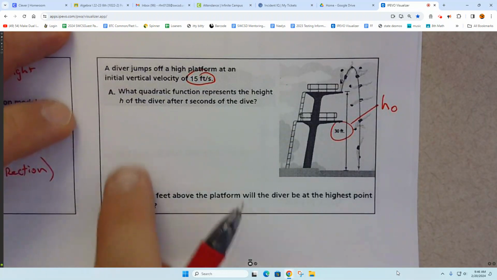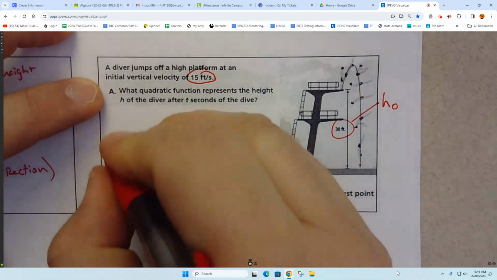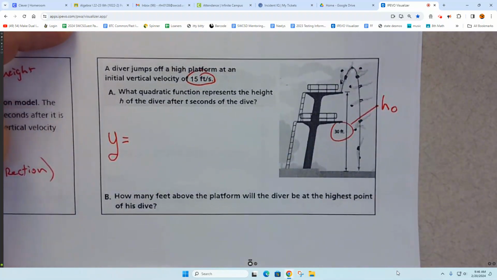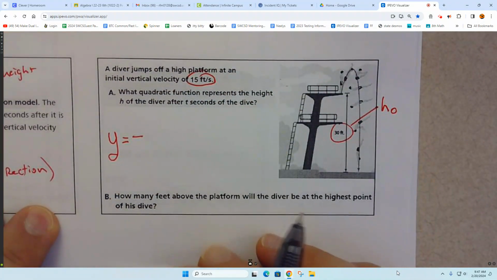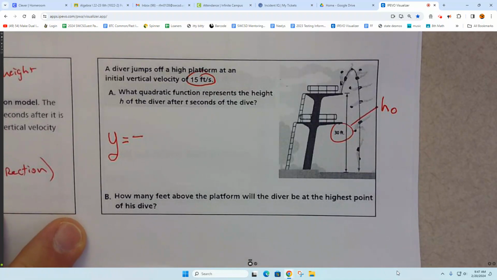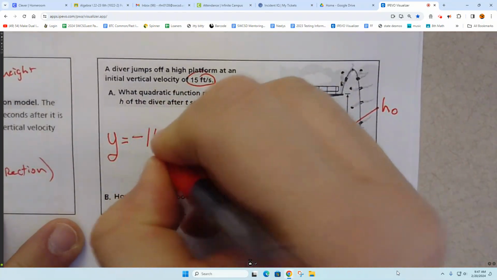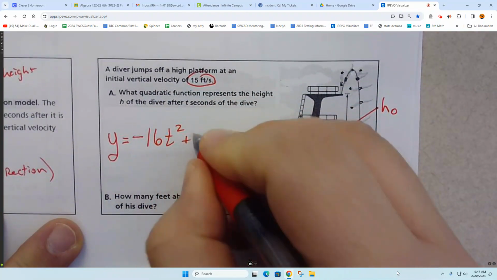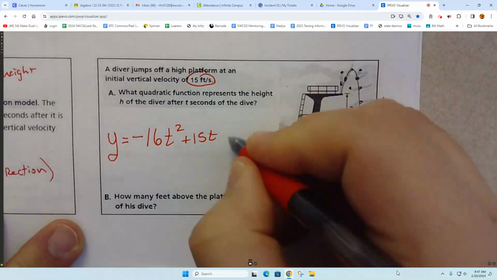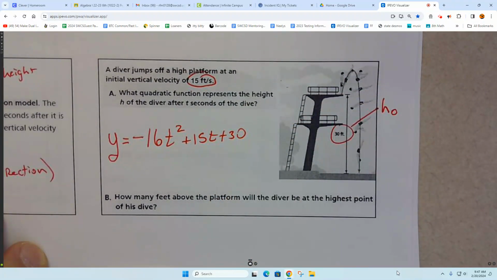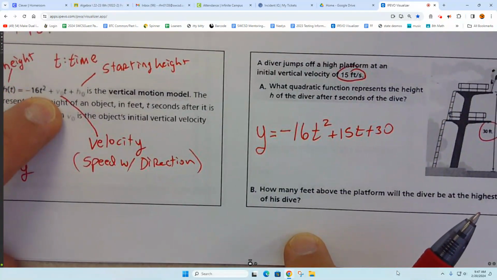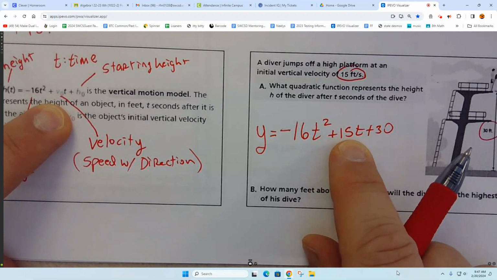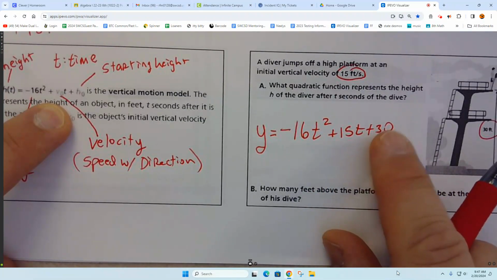Can somebody tell me what is the function for this? We'll go ahead and use y equals, because I think we like that. It's negative 16t squared plus 15t plus 30. Where did that come from? It's this formula right here. It never changes. All I do is replace the velocity with 15, and 30 is the initial height.